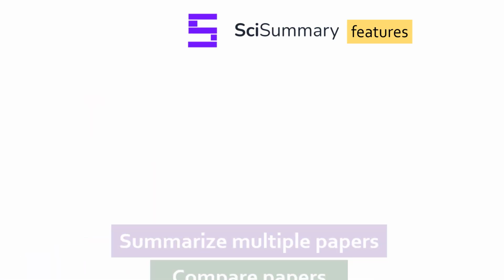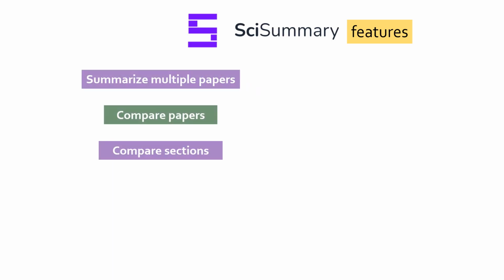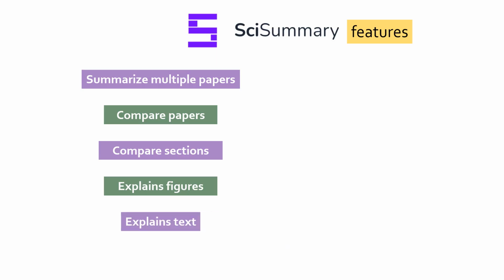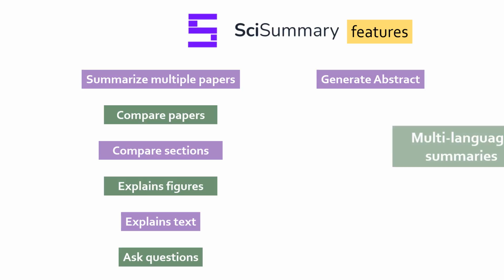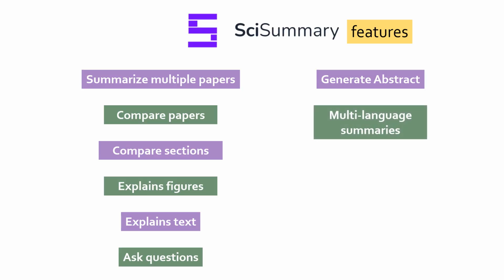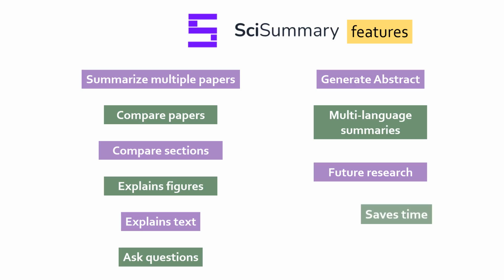Let's have a quick recap of several amazing features of Scisummary, how it effortlessly summarizes multiple papers and their sections, and compares them, provides necessary and quick explanations of figures and text you find difficult to understand, allows you to ask a specific question using chat feature, generate abstracts, get summaries in dozens of different languages, and even suggestions for future research. This way, the time saved reading and understanding papers can instead be used for critical thinking, analyzing, and writing better literature reviews, research papers, and theses.